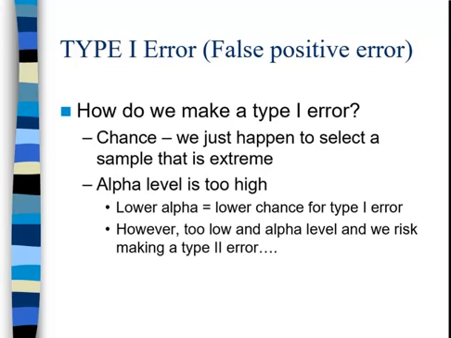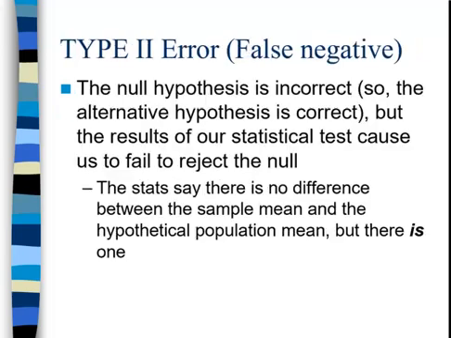Another way that we can make a type 1 error is that our alpha is too high. Again, typically we set it around 0.05, and we're willing to accept that as a level of risk that we're willing to assume. But a lower alpha means that there's a lower chance for committing a type 1 error. So you could reduce it from 0.05 to 0.01 or 0.001, but there's a trade-off, and it's a trade-off we typically don't like, which is why we leave it at 0.05, because with too low of an alpha level, we risk making what we call a type 2 error.